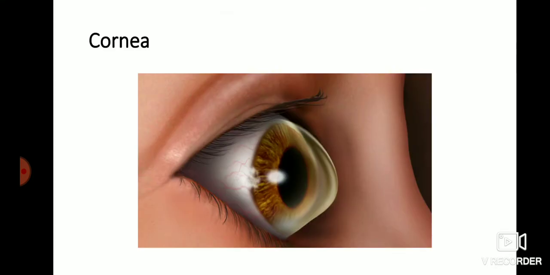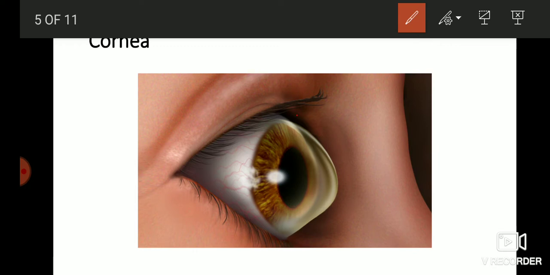Let's learn more about the parts of the eye. First one is the cornea. You can see here the bulging portion of the eye is known as the cornea. This gives the shape of the eye and protects the inner part of the eye from outer damage. It is a transparent, soft, jelly-like substance.